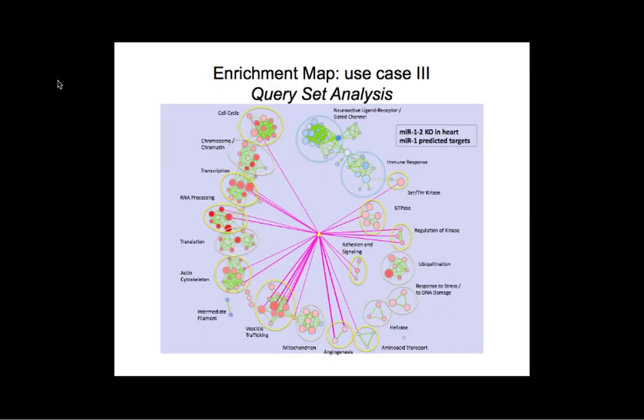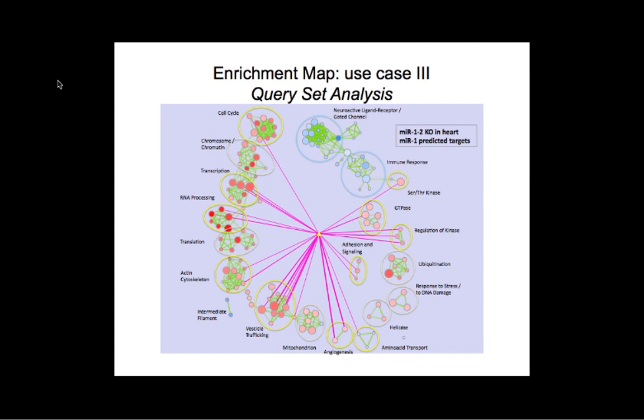Okay, so the third use that we typically use enrichment map for is query set analysis. And I'll just show you an example. Basically, what query set analysis allows you to do is compute an enrichment map, visualize the enrichment map, and then add another set of genes on top of the enrichment map afterwards to see how that set of genes is related to pathways that are enriched. And there are different biological questions that you can answer with this.